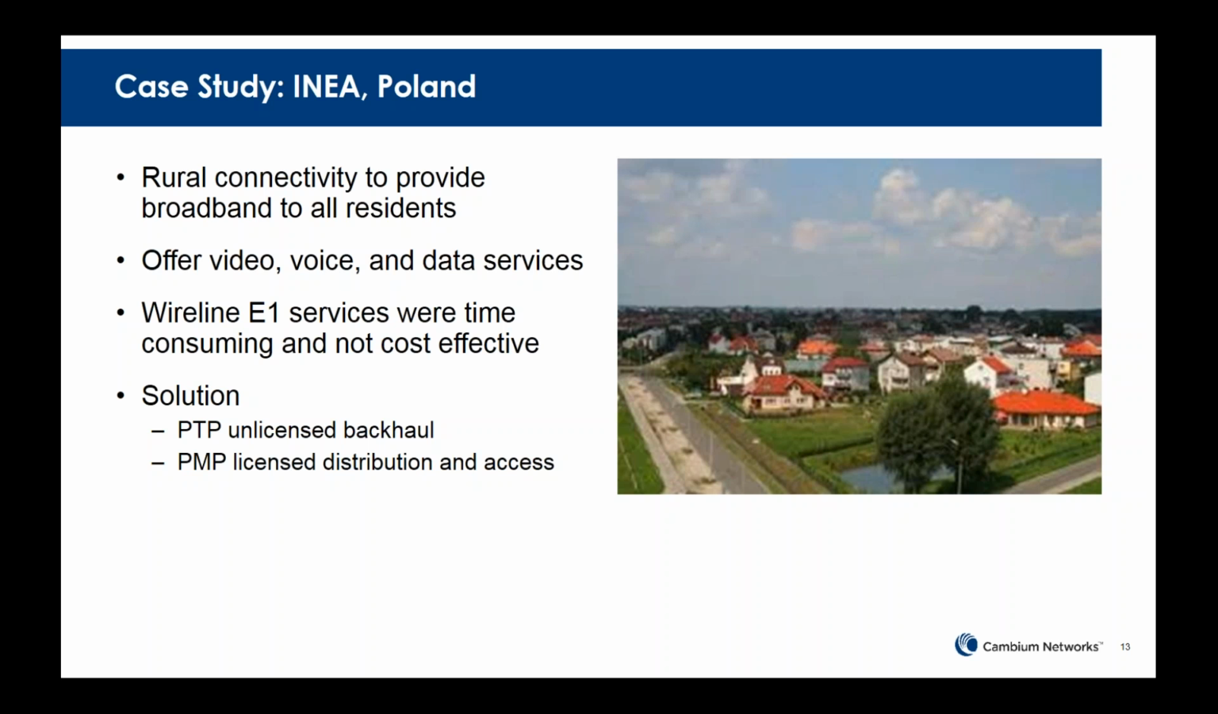So in this case, we've got triple play, and the same reason the wire services were time consuming and not cost effective. Too much wire, too few customers down the road to make either putting fiber optic or coaxial or cable solution into the ground. So as a result, they used unlicensed backhaul radios and unlicensed multi-point radios for distribution and access.